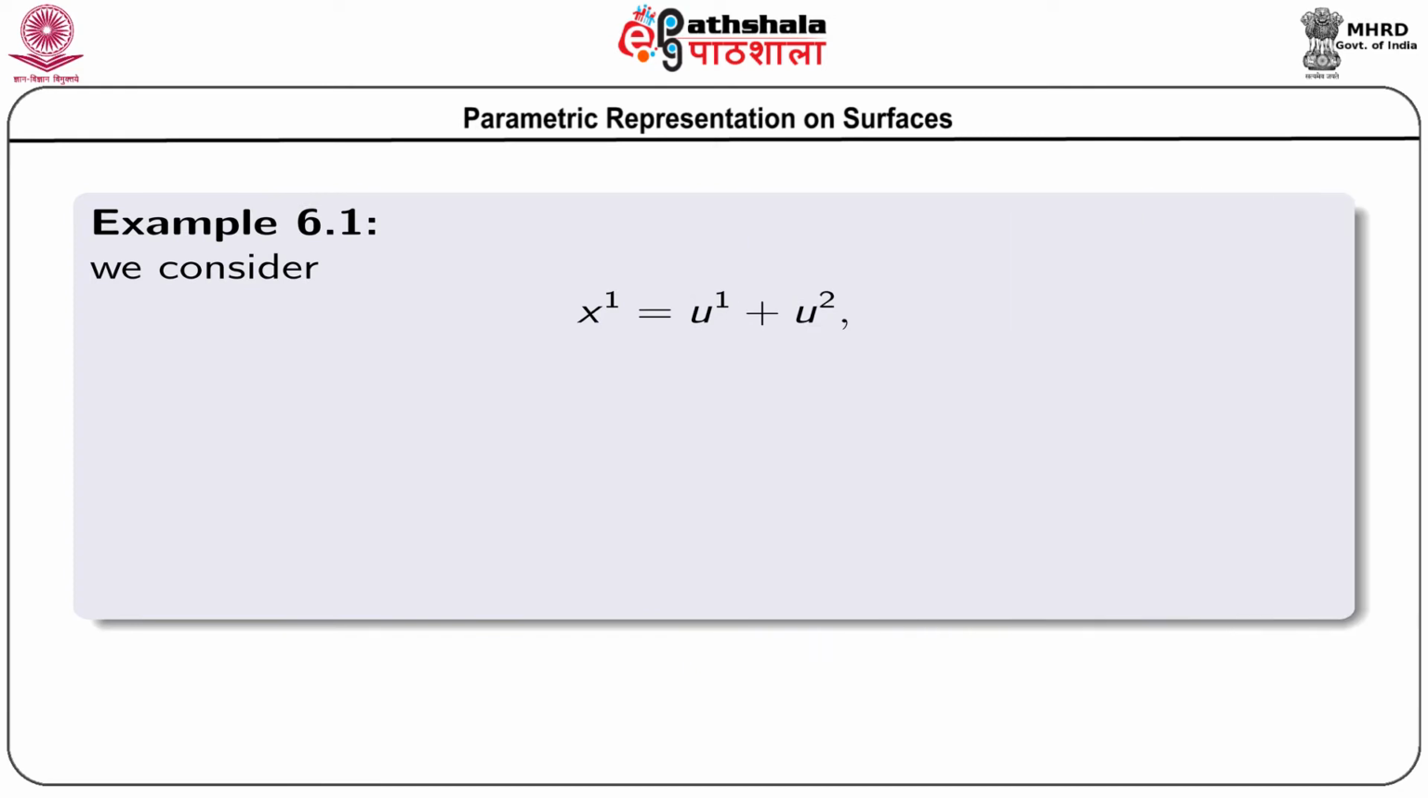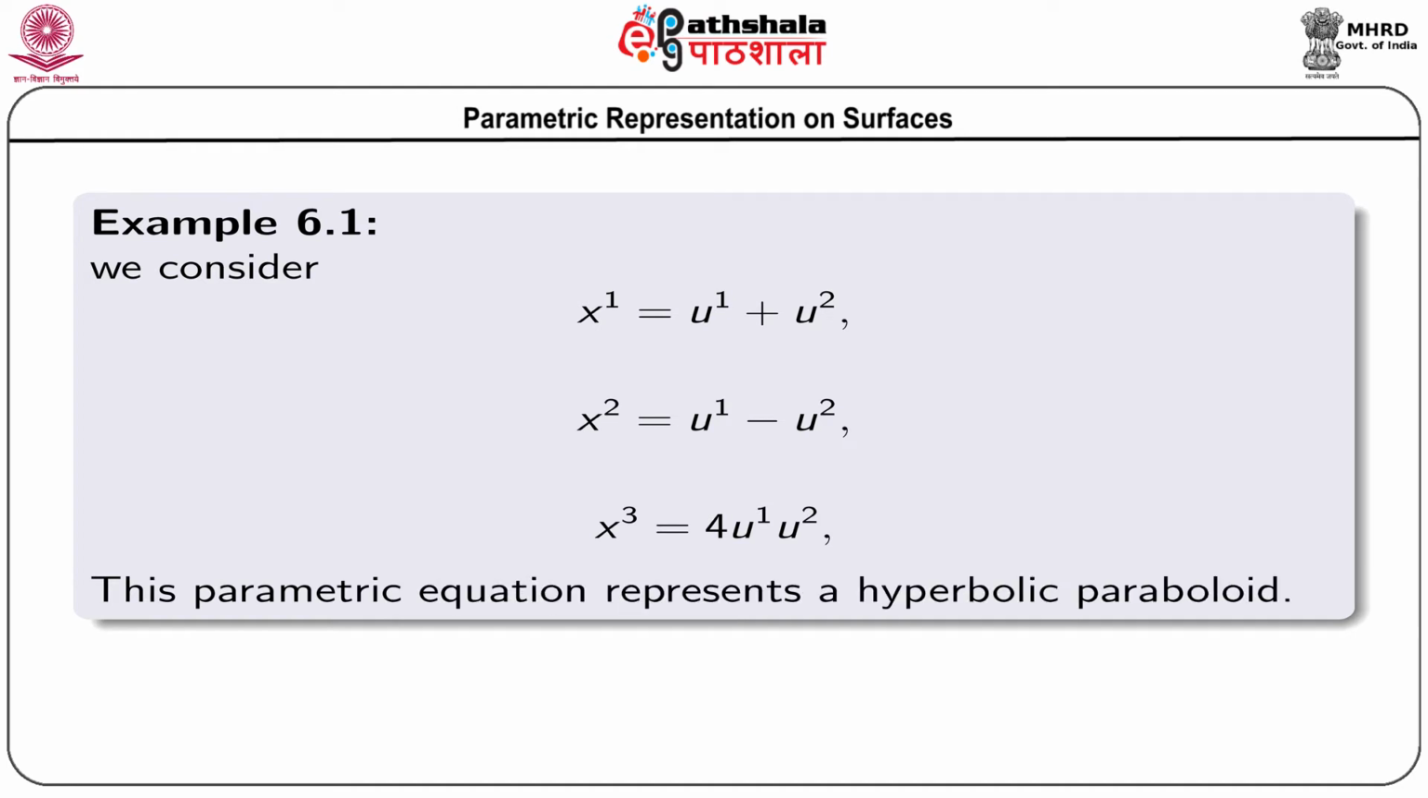Let us consider this example. Suppose x1 is given as u1 plus u2, x2 is given as u1 minus u2, x3 is given as 4 u1 u2. Now, what does this surface represent? This will represent a hyperbolic paraboloid. If we just eliminate u1 and u2, we get that this parametric equation represents a hyperbolic paraboloid.